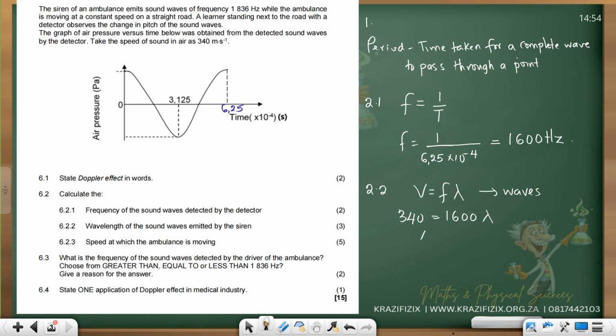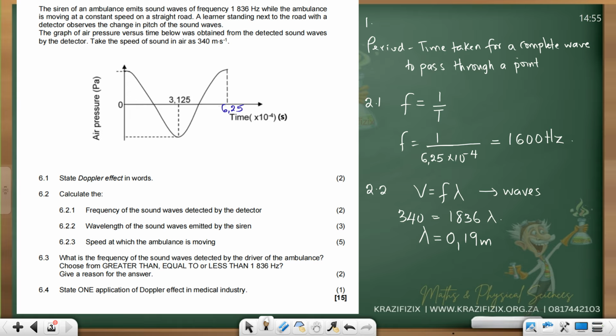1,600 what? And what is my wavelength going to be? You say sound waves emitted by the siren. So isn't it 1,800? Wait. Wavelength of the sound emitted by the siren. This one is detected. So what's the frequency of the sound? 1836 lambda. What's your answer? 0.19 meters. So both the detected sound and the released sound are traveling at 340 because that is constant. Are we okay? Are we okay?